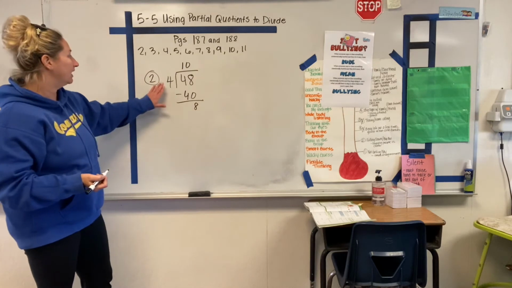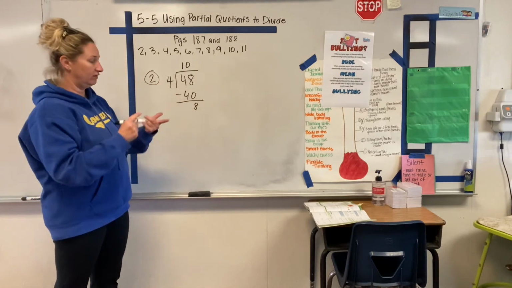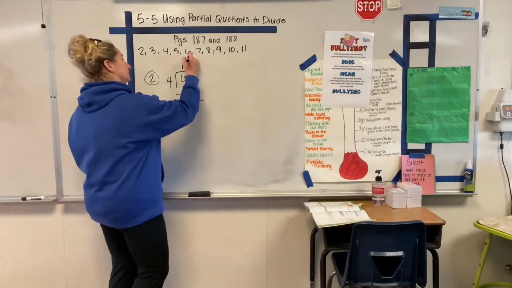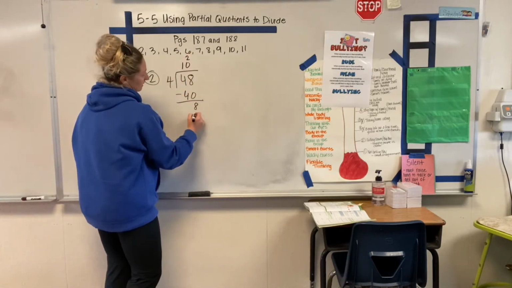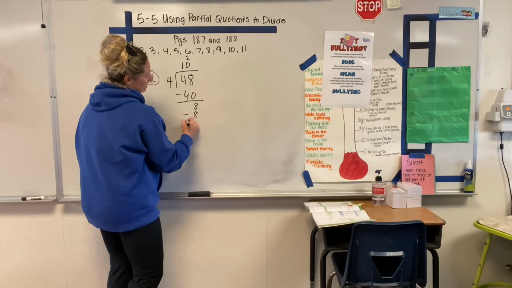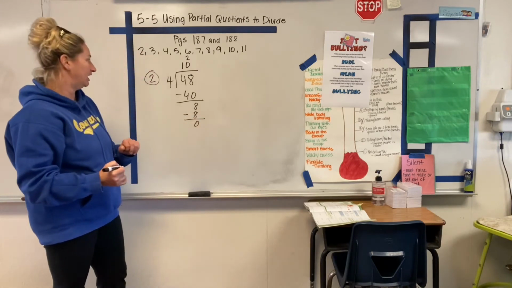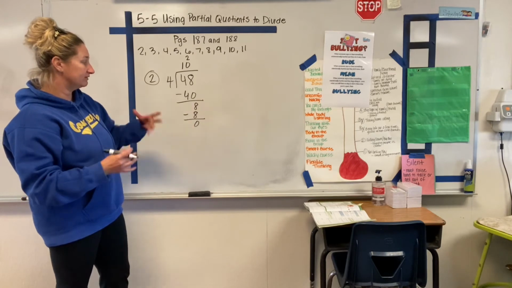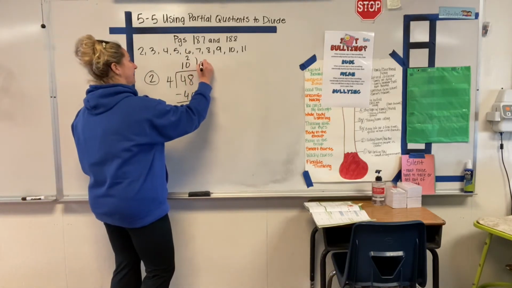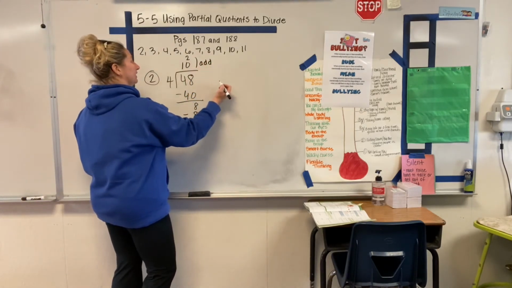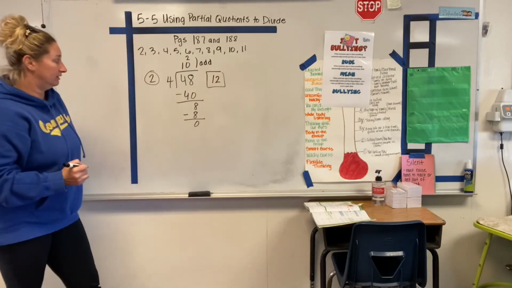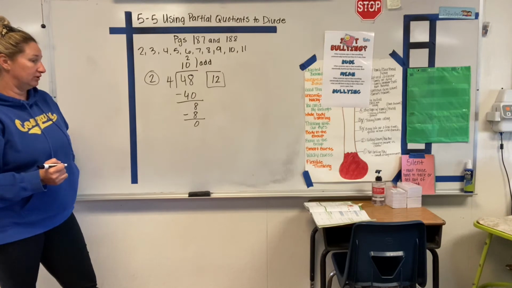Okay? Now if I count by 4, 4, 8, that means 4 goes in 8 twice. So here's my 2. Okay? That's minus 8, and I get a 0. Okay? Because 4 times 2 is 8. So I take away 8. I don't have anything left, so I'm done dividing. So I add these, and the answer is 12. Okay? So that's number 2.